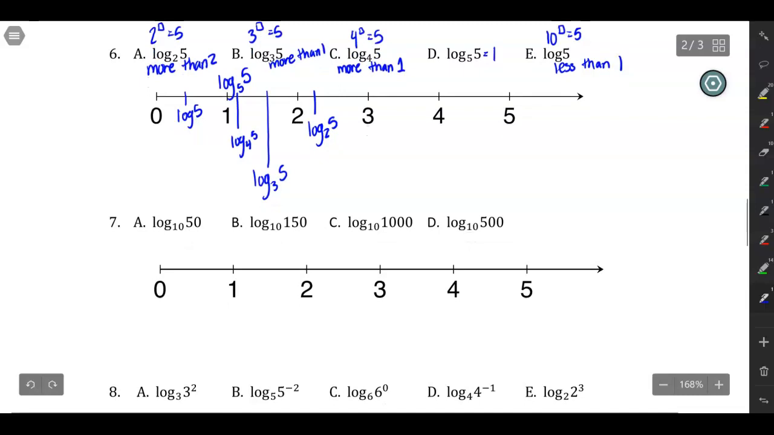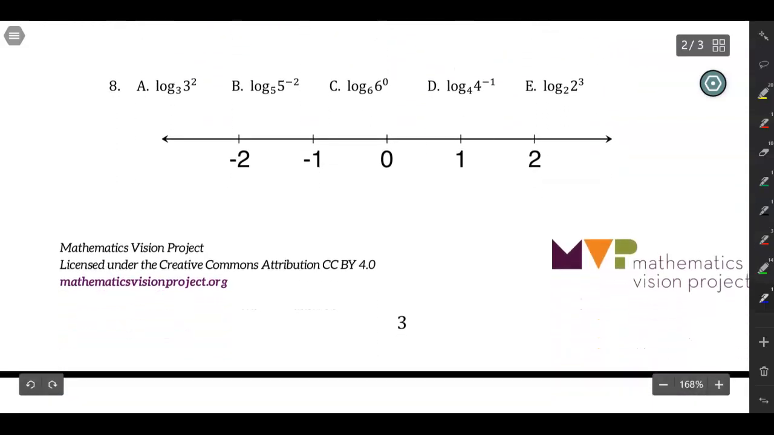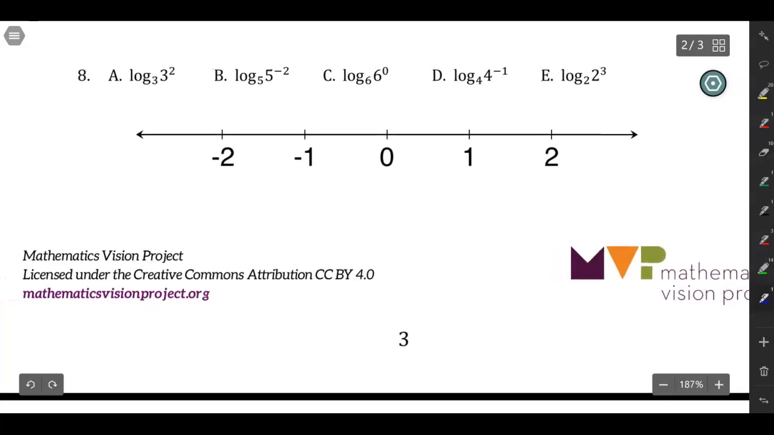Okay. So I'm going to skip number 7 and we're going to jump down to number 8. Number 8 is actually going to turn out to be super easy for us. The reason number 8 is so easy is because we can use the very last log property that we talked about. So if I have log base 3 of 3 to the second power, remember I can basically cancel out the log base 3 and the 3 because they're the same number, and this will just turn into 2. So over here at 2, I can put log base 3 of 3 squared.